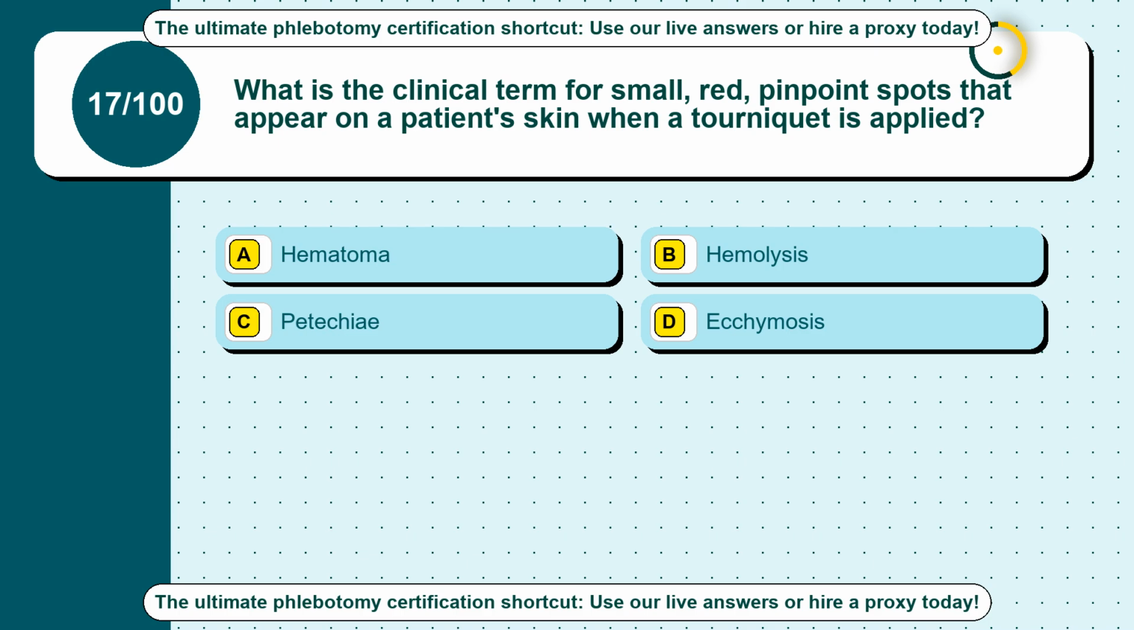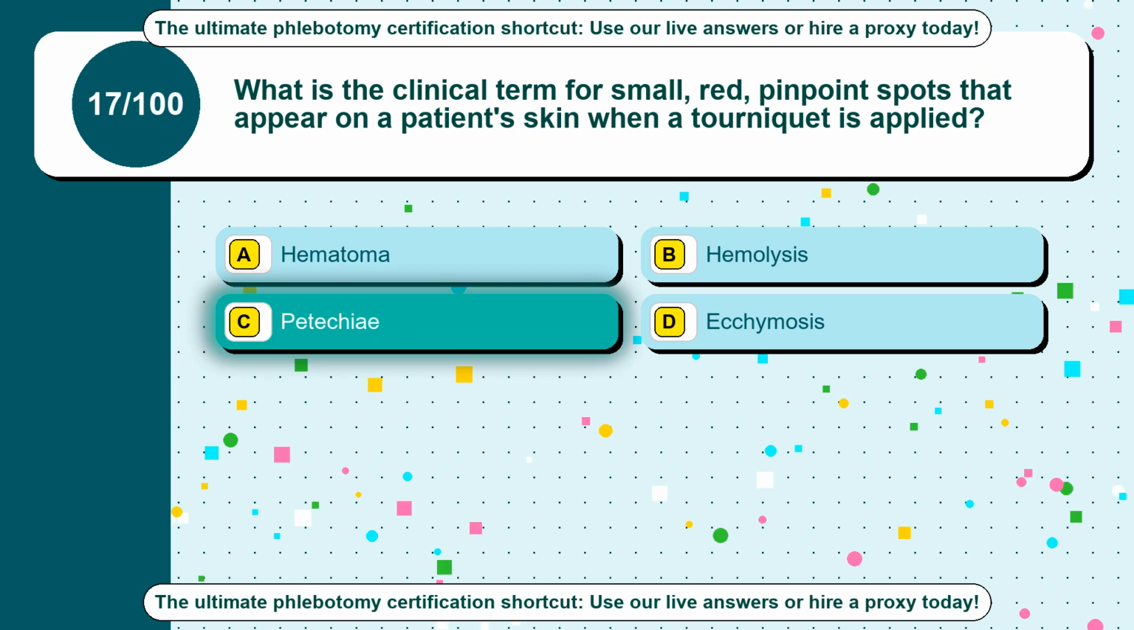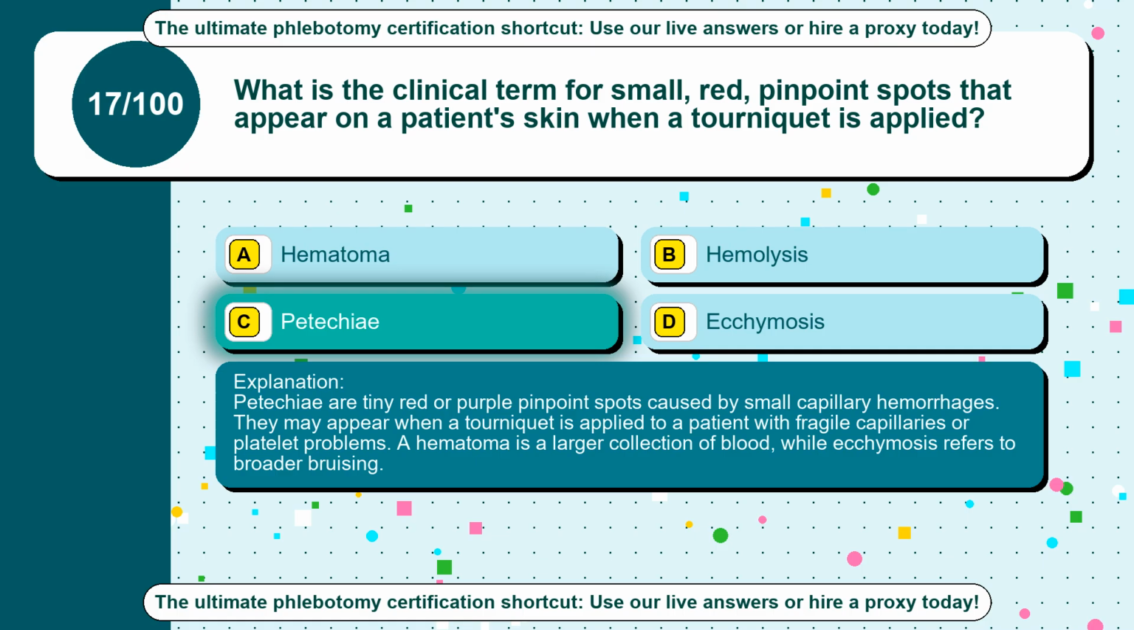Option A. Hematoma. Option B. Hemolysis. Option C. Petechiae. Option D. Ichthyosis. The correct answer is option C. Petechiae. Petechiae are tiny red or purple pinpoint spots caused by small capillary hemorrhages.